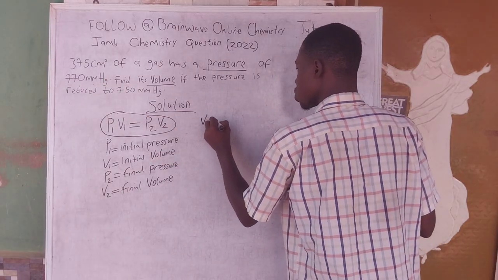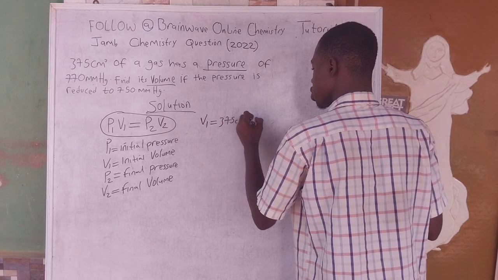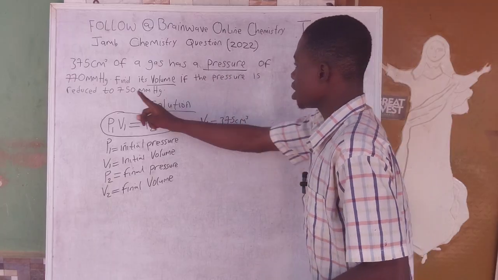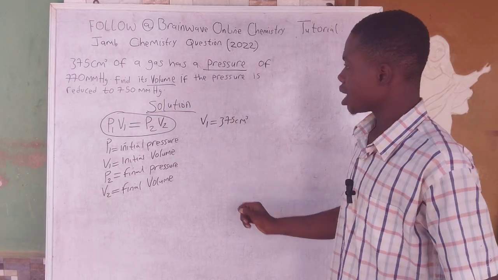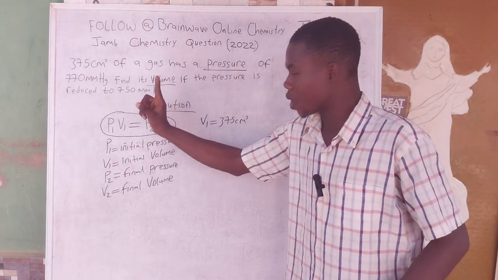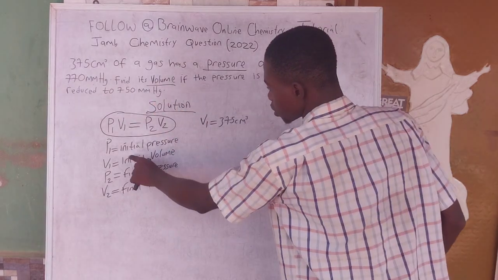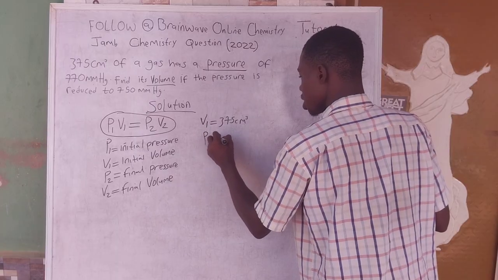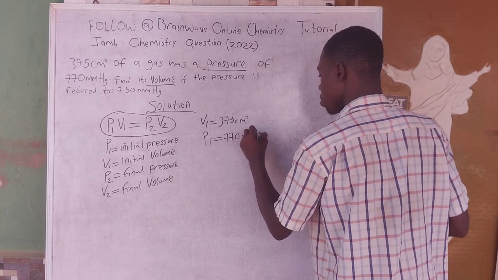So V1 is equal to 375 cm cube. Of a gas has a pressure of 770 mmHg. This 770 mmHg happens to be the first pressure, also known as the initial pressure. It happens to be P1. So P1 is equal to 770 mmHg.